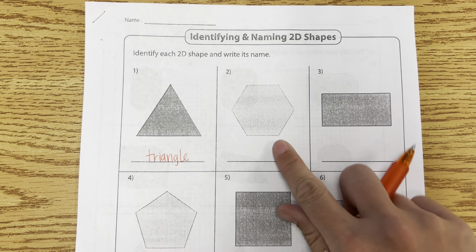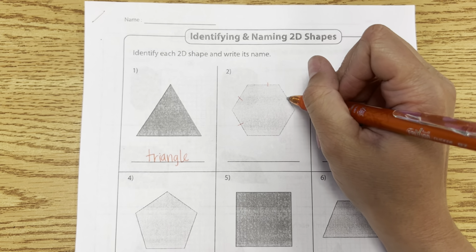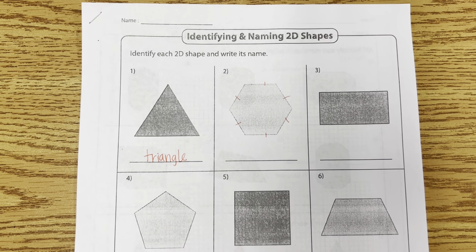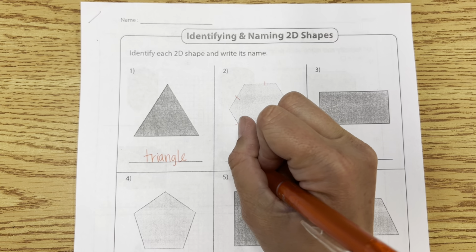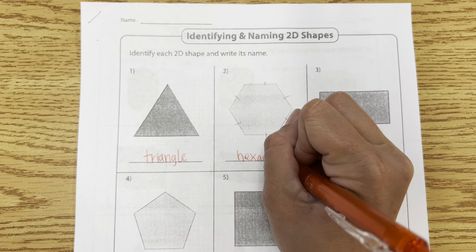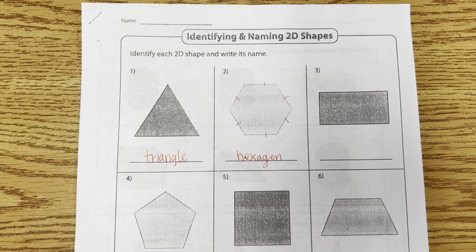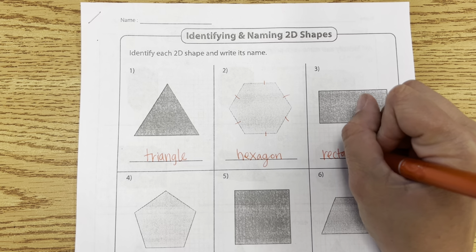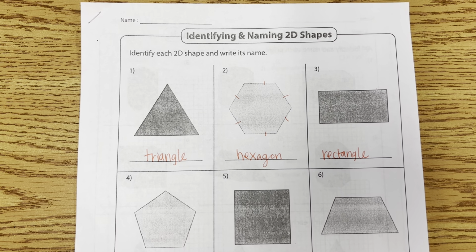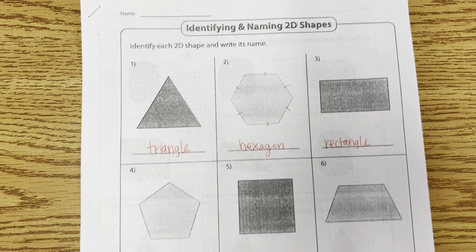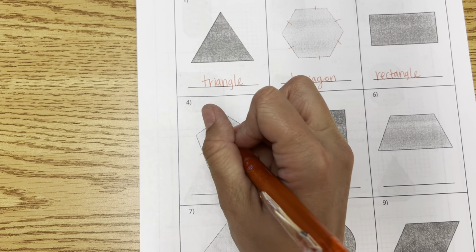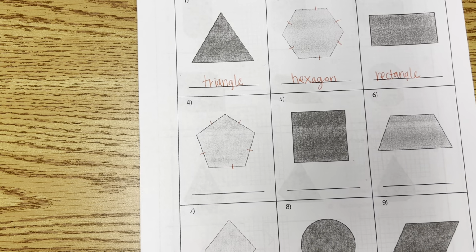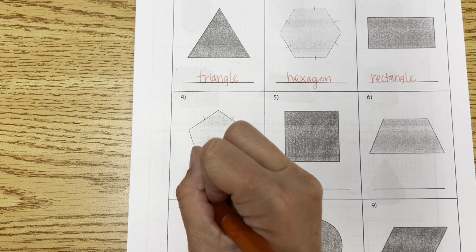Okay, our next shape has 1, 2, 3, 4, 5, 6 sides. So this is considered a hexagon. You guys should know this one because we've been able to find the area. This is a rectangle. Then we have a 1, 2, 3, 4, 5-sided shape, which is a pentagon.